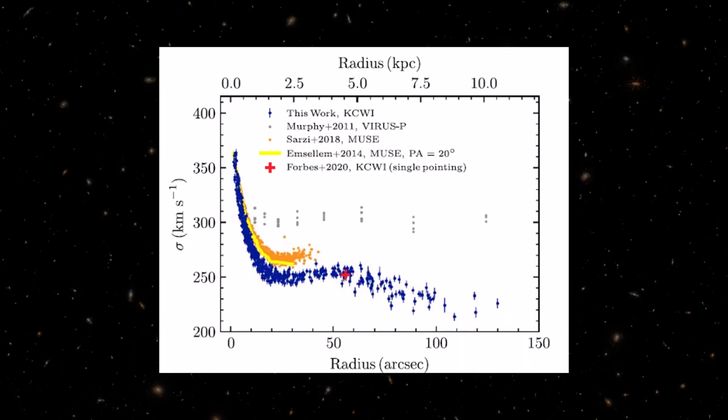So this here is taken directly from the paper itself too. On the left, you get the sigma, which is in kilometers per second. And on the x-axis, you get the radius in arc seconds. The work from this study is the blue lines there with the error bars, as you can see. And then some of the other studies were also plotted along it as well.